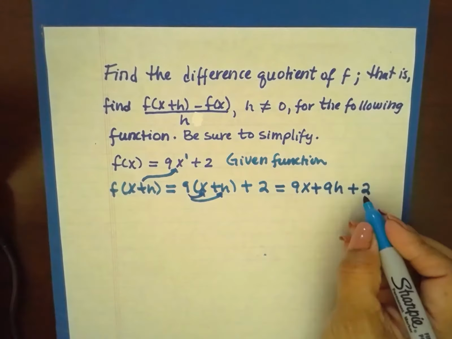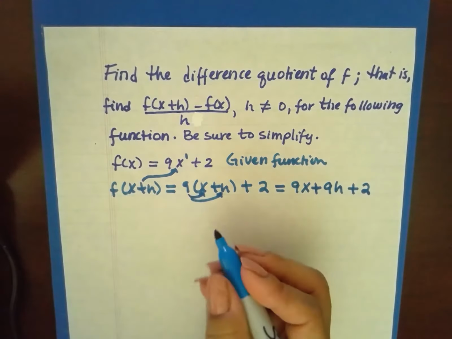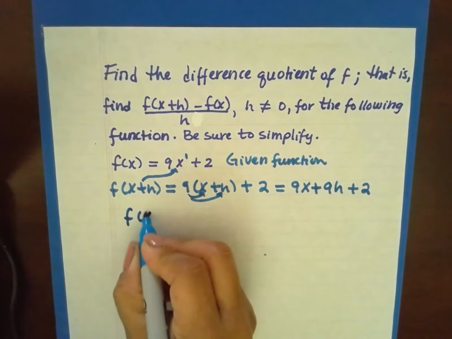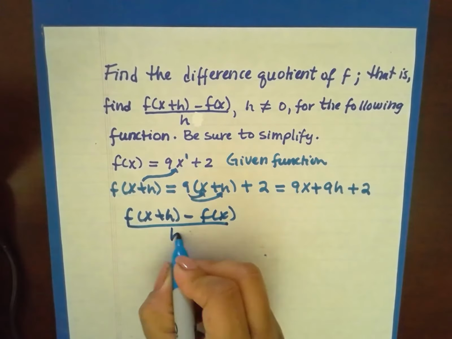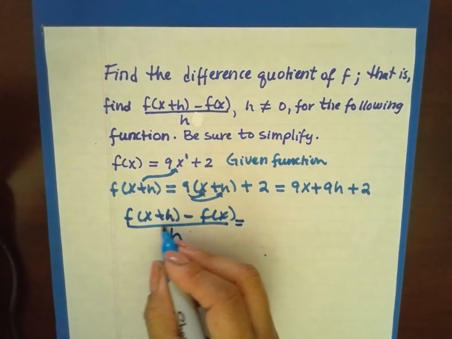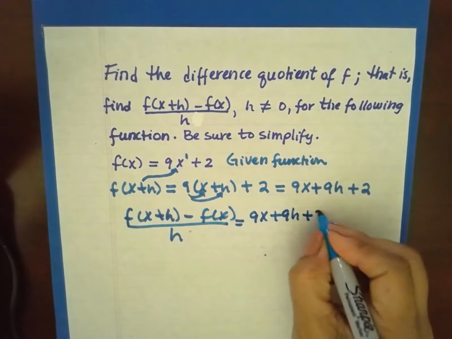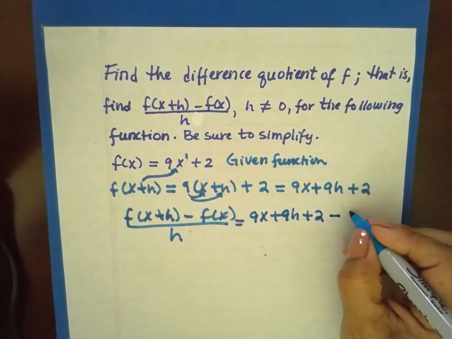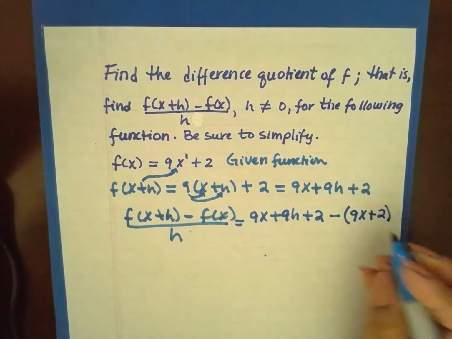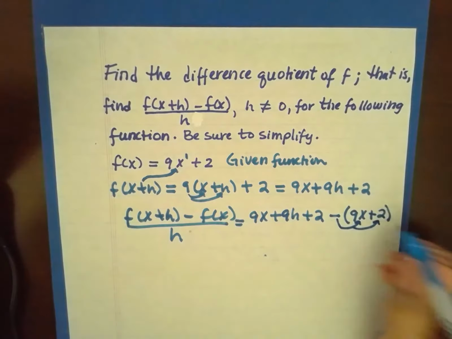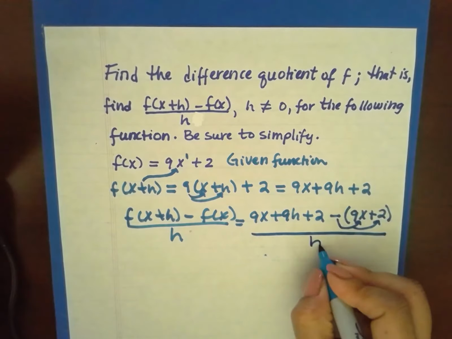Now that we have this function, we're going to be able to find the difference quotient. All we have to do is put all those pieces together. So the f of x plus h minus f of x, divided by h. So we will replace the f of x plus h function as 9x plus 9h plus 2 and then subtract the original function. We are enclosing that function in parentheses so that we do not forget or make a mistake when we apply the distributive property to simplify that second function.